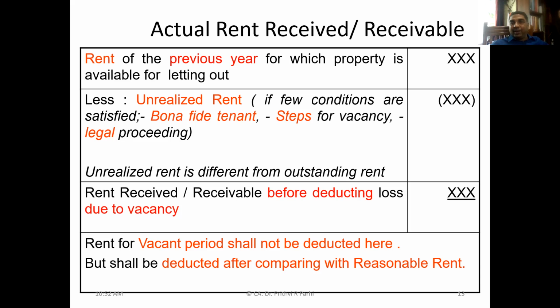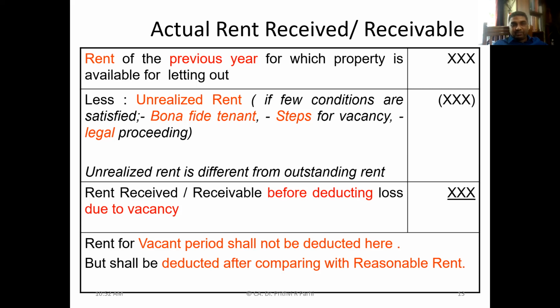Okay, unrealized rent means rent which is not realized. It is different from rent outstanding. Rent outstanding means maybe for the time being the person has not paid, but he will pay. But unrealized rent means to confirm that the tenant is not going to pay. So deductions are allowed for unrealized rent, but deductions are not allowed for outstanding rent. Therefore, it says actual rent received or receivable. Receivable means it may be outstanding.